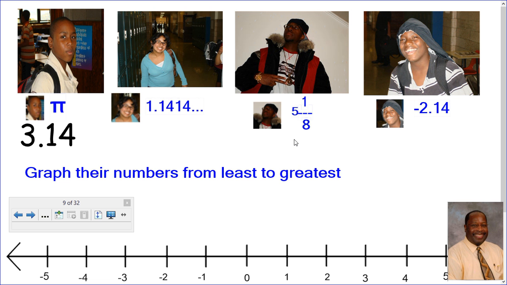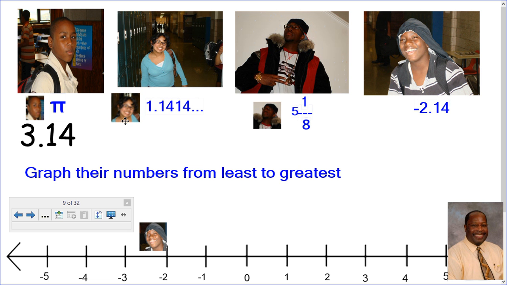5 1/8 is our next number that is not a decimal, but we know it's 5 and something. 5.125 to be exact, but we're not going to change it to a decimal because we know it's a little bit more than 5. The other numbers are already decimals, and the last number happens to be a decimal with a negative sign in front of it. So we know on our number line, negative 2 would be this number way over here. So it's close to negative 2.14. So we could put that number over there.